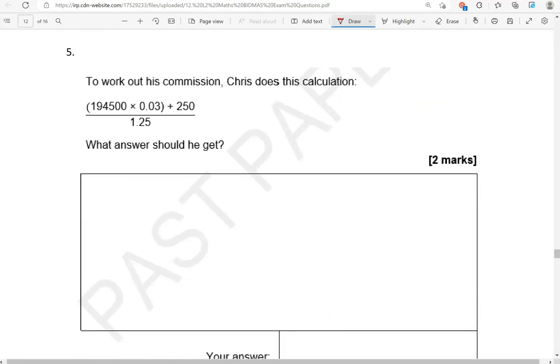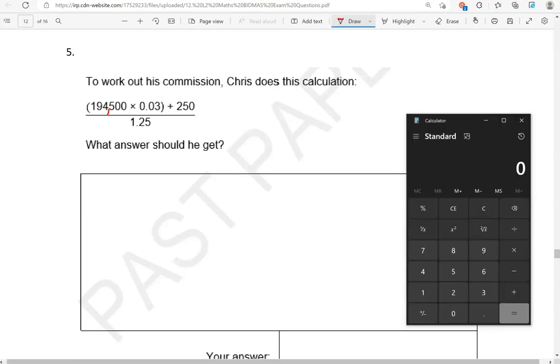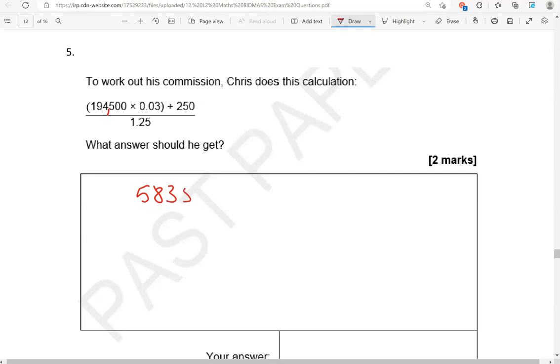To work out his commission, Chris does this calculation. We've got 194,500 times 0.03 plus 250, all divided by 1.25. Okay, so we've got to do brackets first. So we'll do 194,500 times 0.03 first, which is 5,835, plus 250, all divided by 1.25.